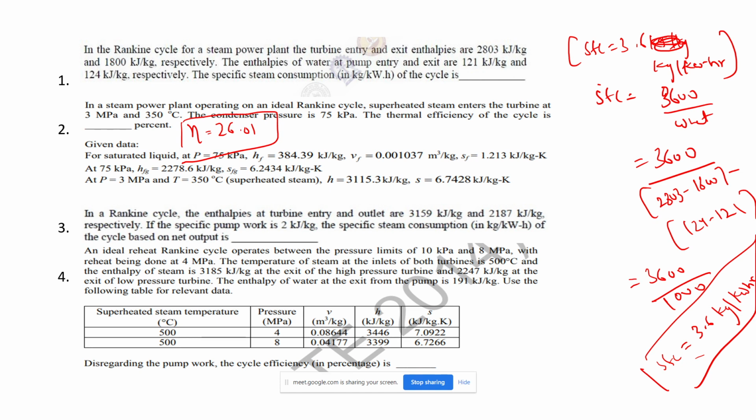In an ideal Rankine cycle, the entry to the turbine is always dry saturated. If it is not mentioned, you have to always take it as saturated vapor. You have to always remember that if they are not mentioning any superheated or reheated cycle, they are asking about the ideal Rankine cycle, in which the entry will always be saturated.